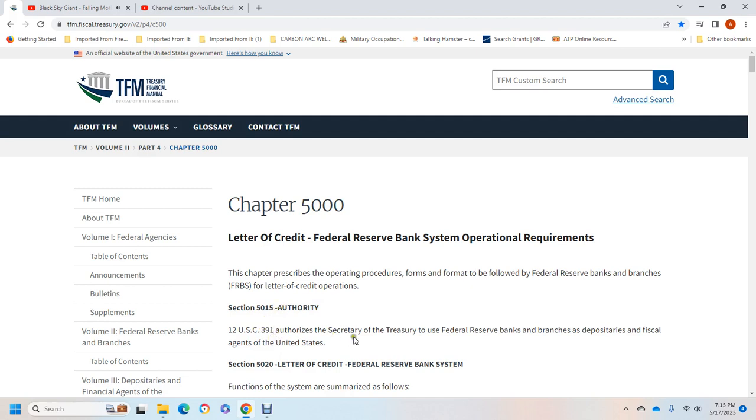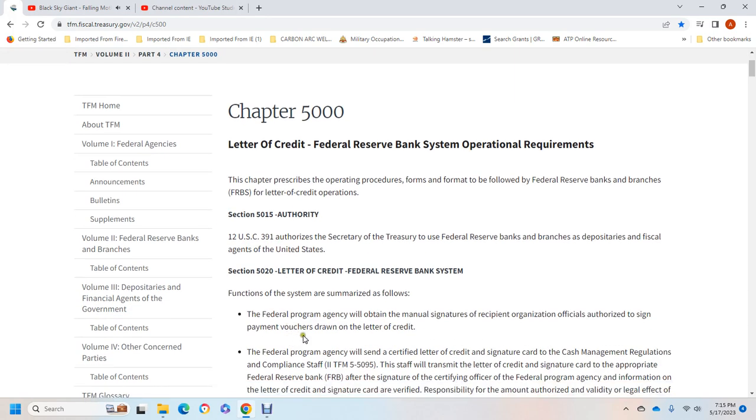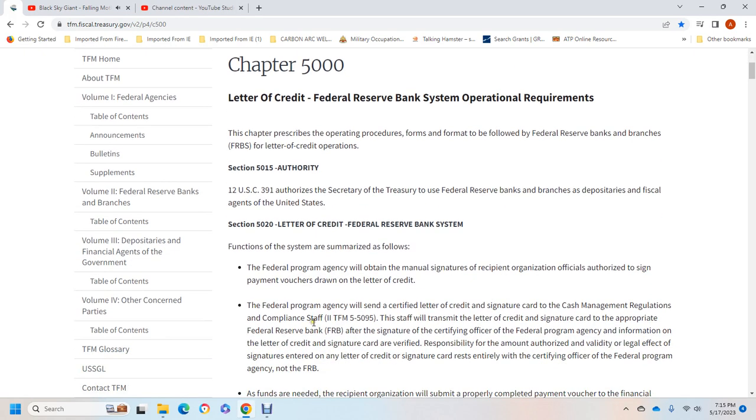The 139 authorized the Secretary of the Treasury of the U.S. Federal Reserve Bank branches to act as depository and official agent of the United States. Section 5020, Letter of Credit, Federal Reserve Bank System. The function of the system is summarized as follows.